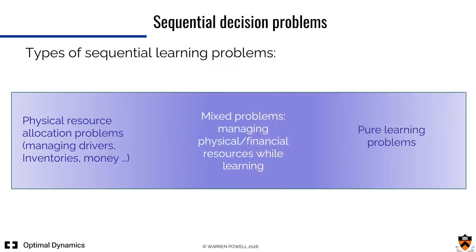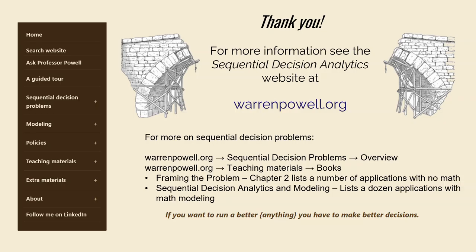Now, learning problems only have a state which is what you know or believe. It's the belief state. Whereas you can have an entire spectrum of problems from physical resource allocation problems that don't have a belief state, to pure learning problems that only have a belief state, to mixed problems where you're having to manage things in a lab or move a truck around or anything. I have a physical problem and I'm learning at the same time.